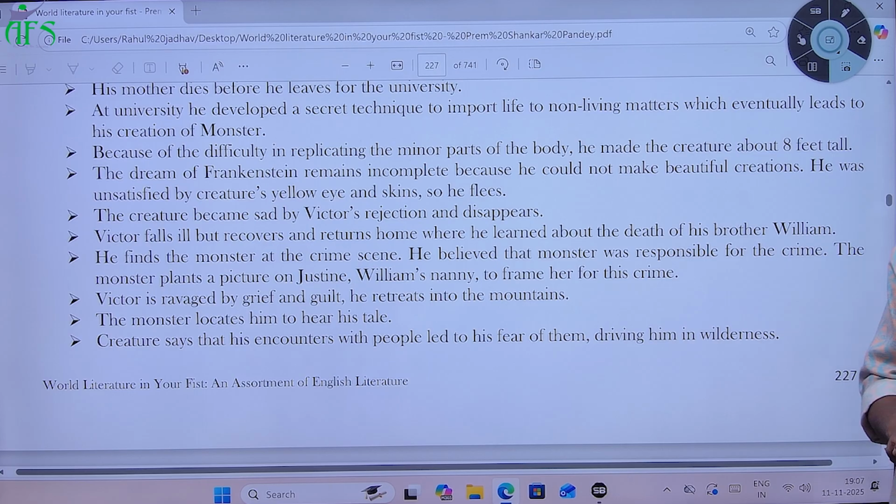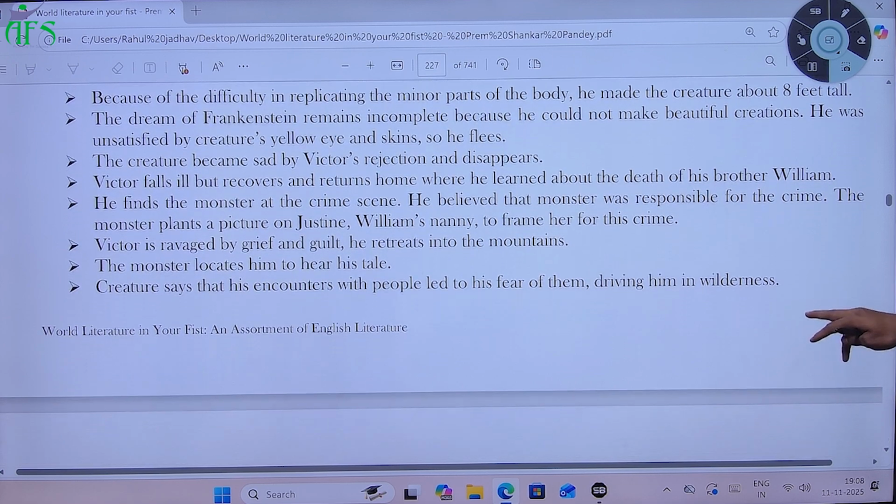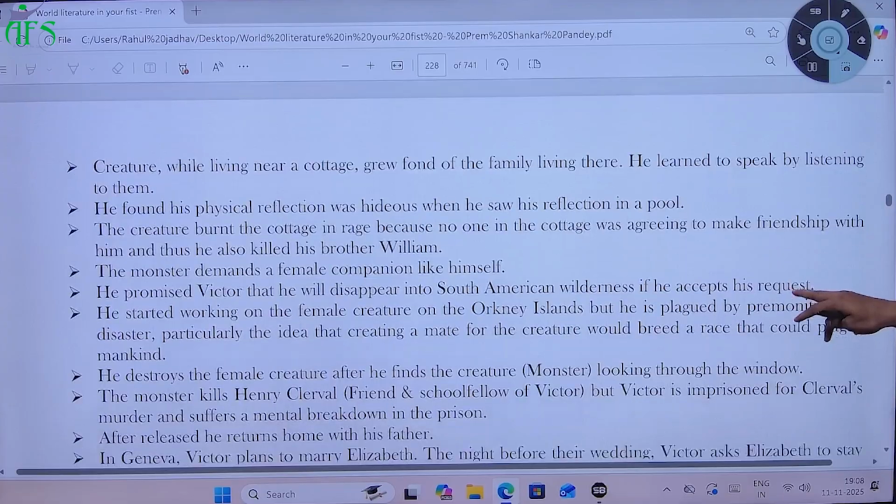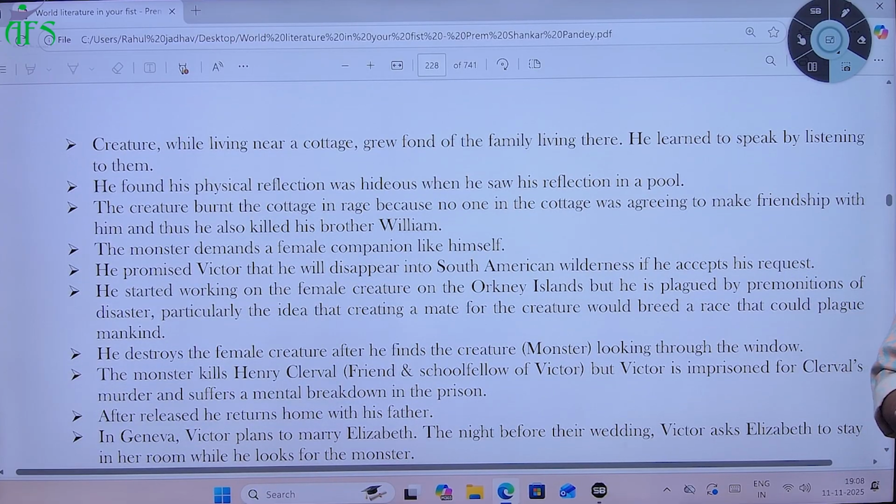The monster locates him there and tells his tale, and the creature says that his encounters with people led to his fear of them, driving him into the wilderness. The creature, while living near a cottage, grew fond of the family living there. He learned to speak by listening to them. He found his physical appearance was hideous when he saw his reflection in a pool. The creature burned the cottage in rage because no one in the cottage agreed to make friendship with him, and thus he also killed Frankenstein's brother William.